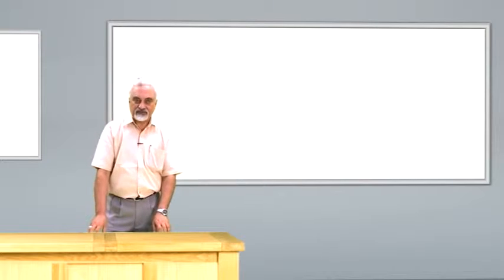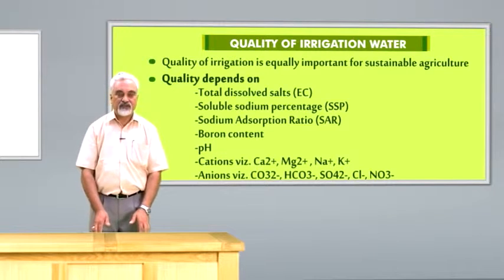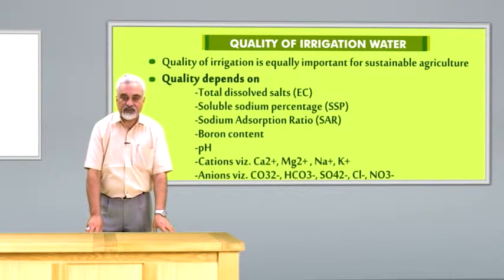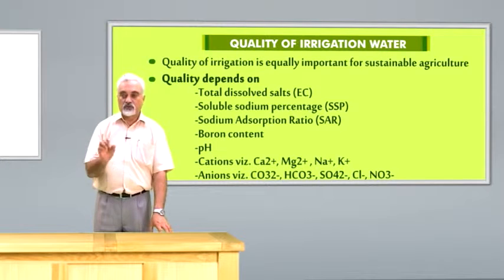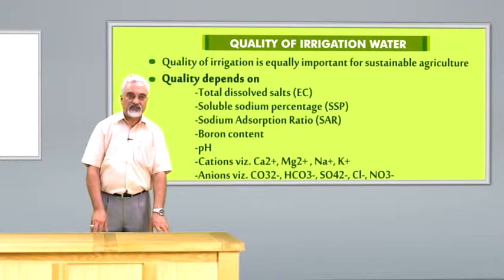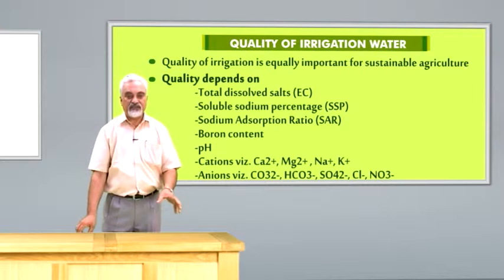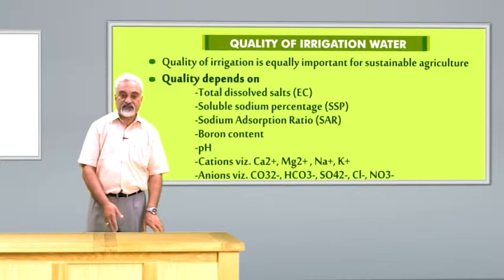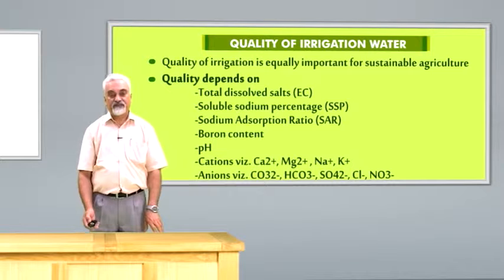The quality of irrigation water, as I said, is very important in deciding the frequency of irrigation, the amount of irrigation to be applied, or the method of irrigation, and the quality of irrigation water depends on certain chemical parameters like the total dissolved salts, that is the EC, the soluble sodium percentage, the sodium adsorption ratio, the boron content, the pH, and cations like calcium, magnesium, sodium and potassium, and anions like carbonates, bicarbonates, sulfates, nitrates, chlorides, etc.